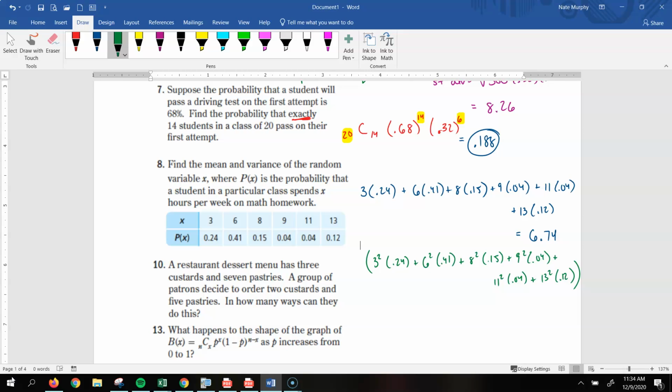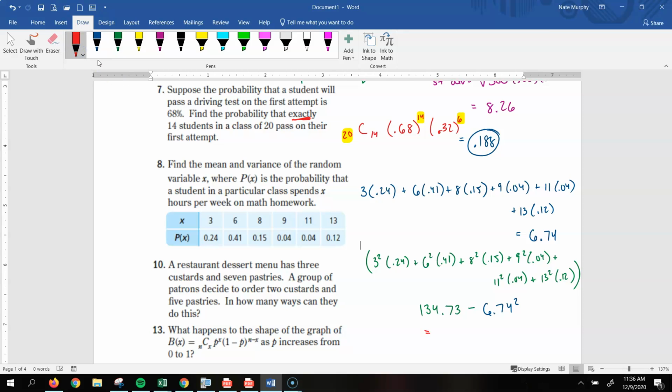You don't want to do all of this, because this is not your answer. This is just the first part of it. So you should get approximately 134.73. Now what we're going to do is subtract the original mean squared, the 6.74 squared. And what this is going to do is give us our variance.